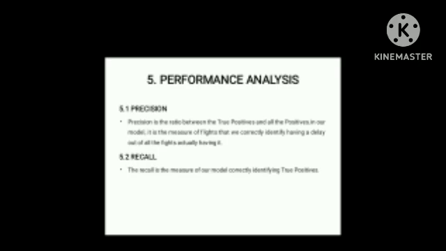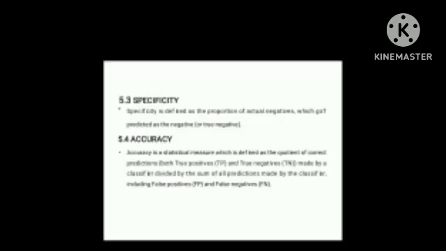Precision is the ratio between the true positives and all the positives in our model. It measures the flights that we correctly identify as having a delay out of all the flights actually having it. Recall is the measure of our model correctly identifying true positives. We also have specificity and accuracy.